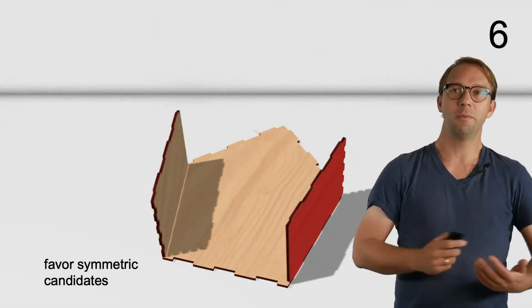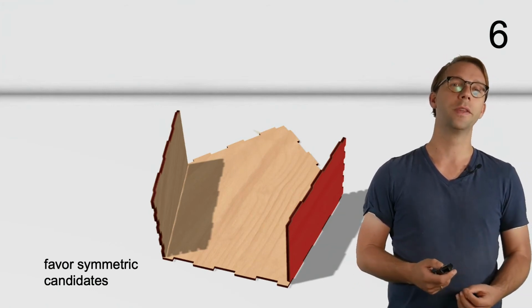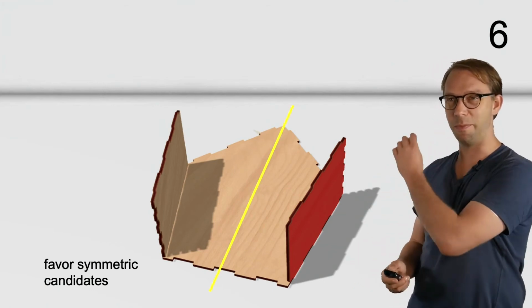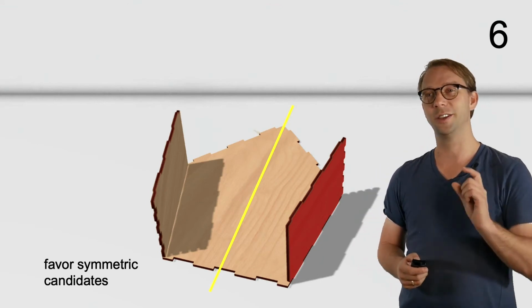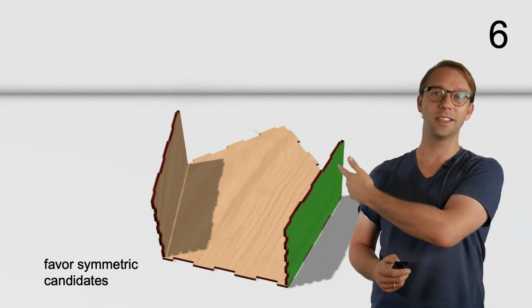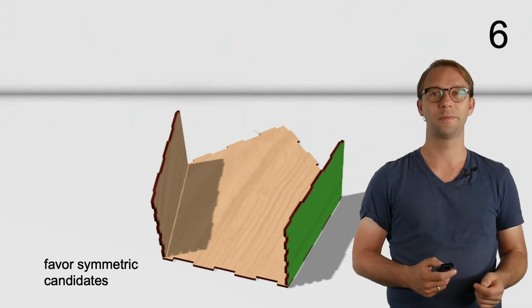Finally, we found that most models are symmetric in nature. AutoAssembler therefore assigns a bad score to this plate, which is flipped along the symmetry axis, and assigns a good score to this plate, which is assembled in the correct orientation.